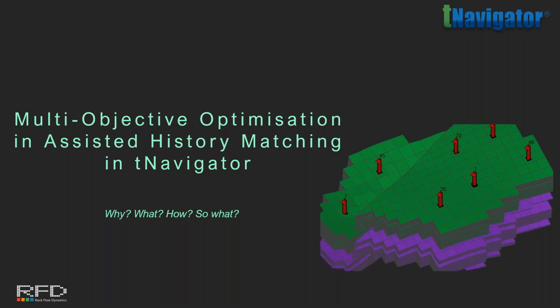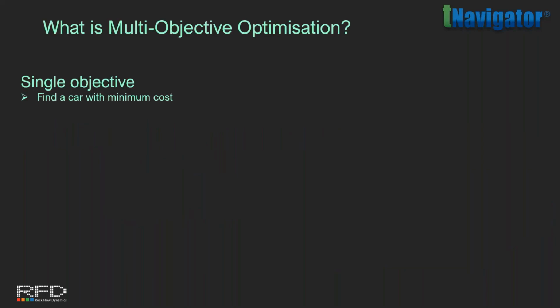To make it a little bit more descriptive, let's have a look at a real-world example. Let's see, we are looking to buy a car, and we're looking for a car with a minimum cost.